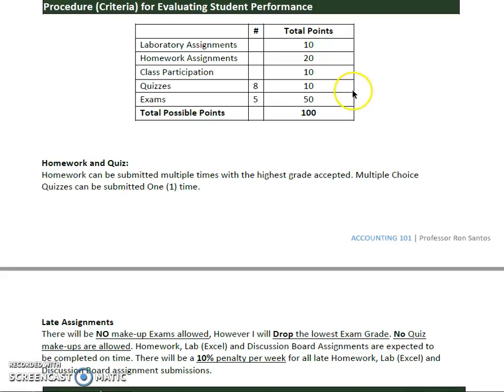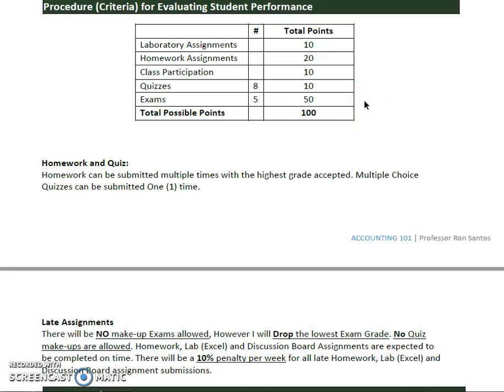There are 8 quizzes, 1 per chapter, so the average quiz grade multiplied by 10% will give you the raw points that you have. The same thing with the exams. Your average exam grade times 0.50 will give you the raw points for exams.